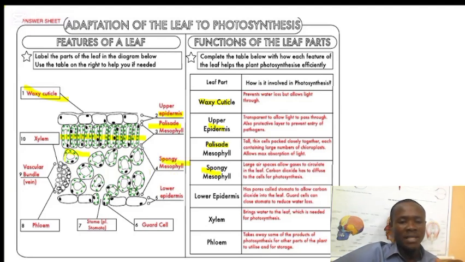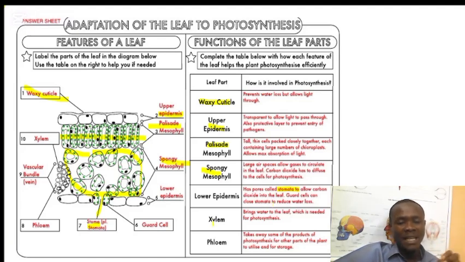As you can observe here, the spongy mesophyll has air spaces in it to allow free movement of carbon dioxide within the leaf, so that the cells of the leaf will make use of it for the process of photosynthesis to occur. As we have on the slide, the leaf has pores called the stomata to allow carbon dioxide into the leaf, and it is also the one that allows the byproduct of photosynthesis, that is oxygen, to be taken out of the leaf.